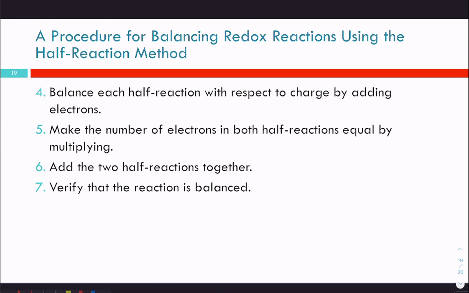So once you've got hydrogen and oxygen balanced, then you balance each half reaction with respect to charge by adding electrons. You make the number of electrons in both half reactions the same by multiplying the entire thing. And sometimes you have to multiply both half reactions by some coefficient so they have the same number of electrons. Then you can add them together, cancel anything out that's the same on both sides, and then verify that the reaction is balanced by counting. You can count atoms, and you can also count the charges. Make sure that the charge and number of atoms on either side is the same.